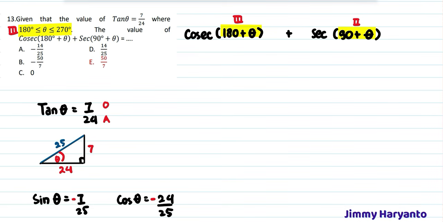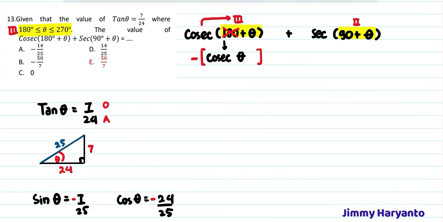Okay, next is to determine the sign. Cosecant is 1 over sine, so it's the same as sine. Sine in the third quadrant will be negative, so we put the negative first. Then we give brackets for the value of cosecant 180 plus theta. Because we are talking about 180, the cosecant will not change. It will be the same like this. So for this question, you have to do it slowly. If not, I think you will make clumsy mistakes with the signs, like minus and plus.